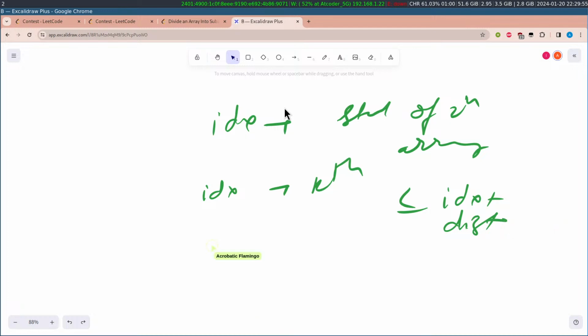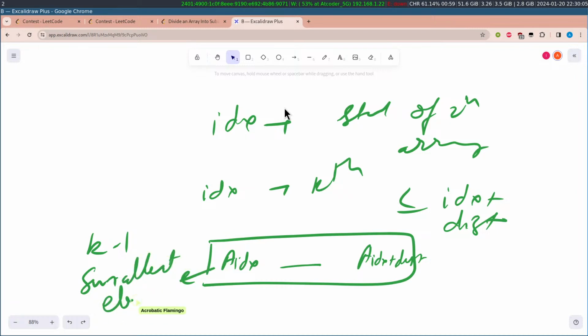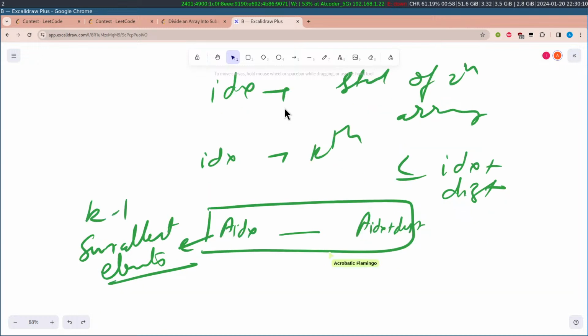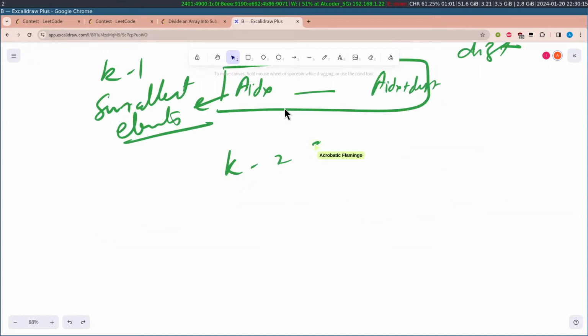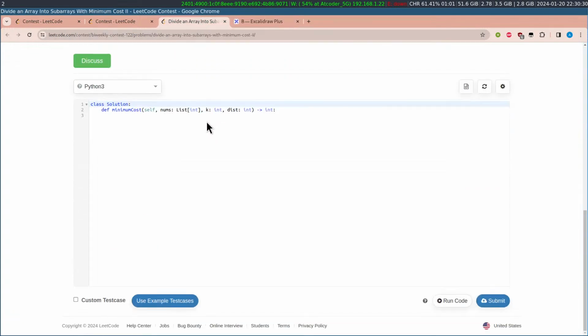So what we can do is look at the array up till a[idx plus distance], and take the k minus 2 smallest elements from a[idx plus 1] up till a[idx plus distance]. I will code this part first. I will code one algorithm which will get a TLE first.